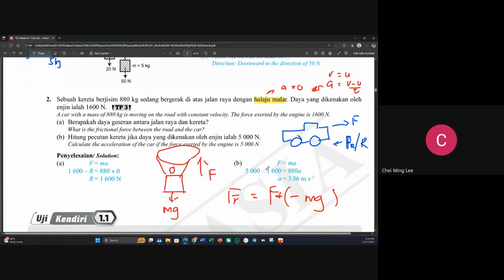Okay, so in short, 5,000 N, you need to minus the 1,600 N, so equals 880 N. So the acceleration now will be 3.86 meters per second squared. Remember, there are several things. If there is a frictional force involved, normally the surface friction is considered the same, as long as the question is not playing around. SPM is pretty easy. Normally it's the same.